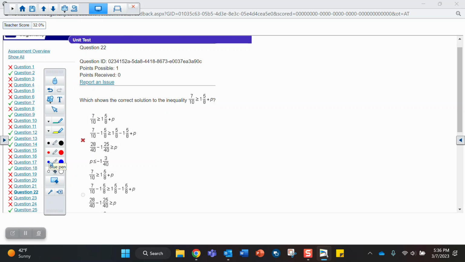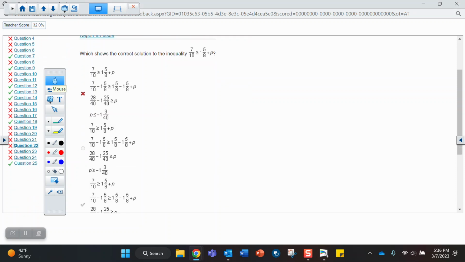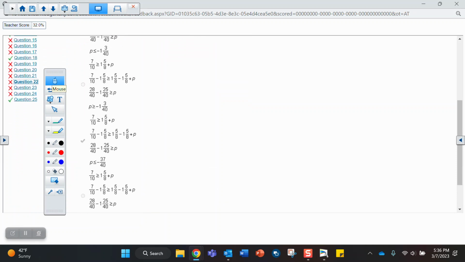Which shows the correct solution to the inequality? Here they subtract. They get a common denominator. And they did not subtract correctly on that one. That first one. Man, this is hard to tell. Where I think it's right here. Yeah. So on this one, let's see, we subtract 1 5/8 from both sides. That works. They get a common denominator.